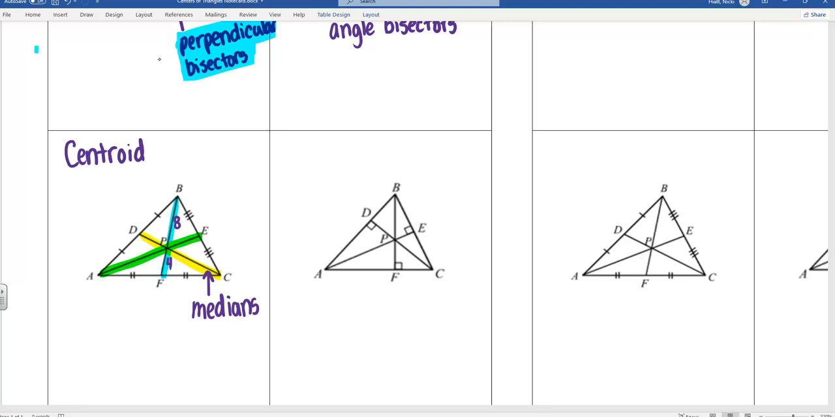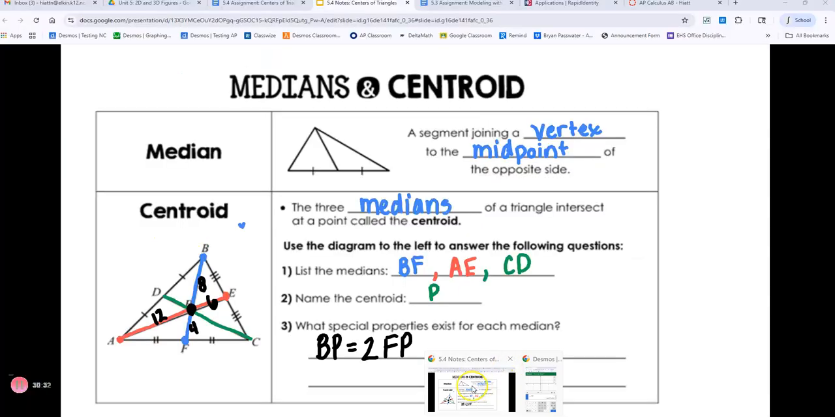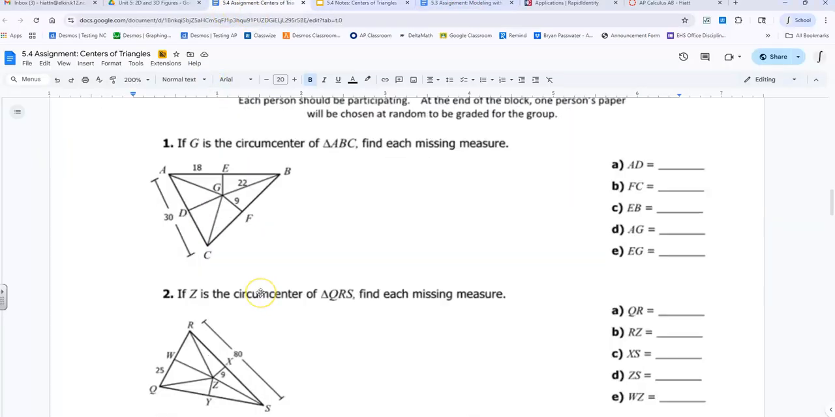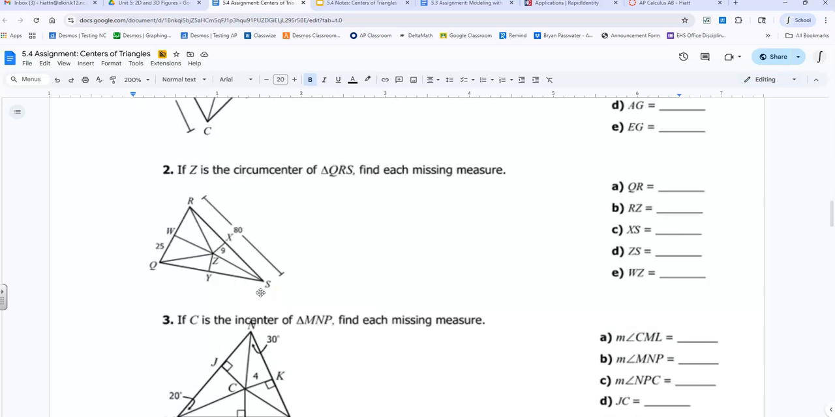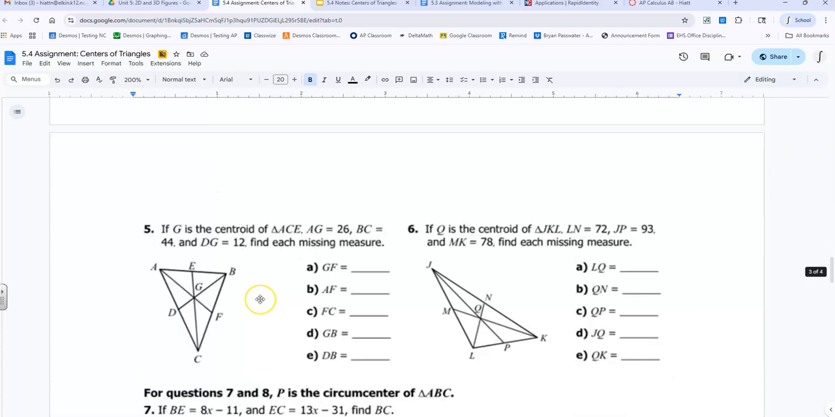Oh, we didn't go over and do a problem for incenter, did we? We'll do them both now. Okay, everybody have that? Okay. All right. Let's go to number 5.